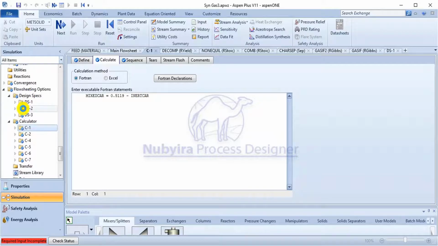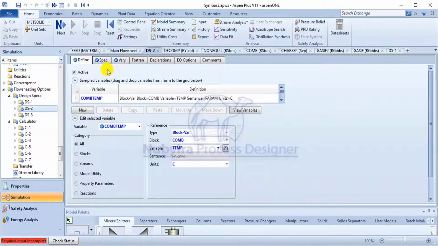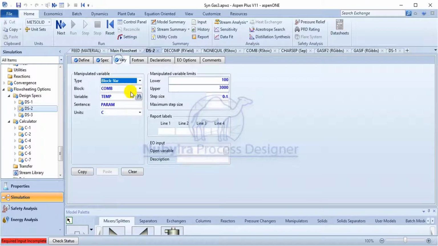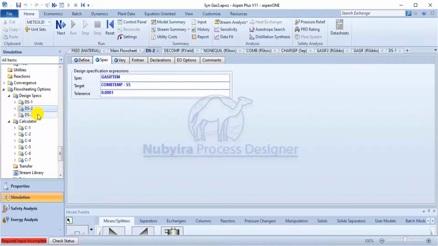In the journal, they make the combustion temperature greater than the gasification temperature, like 55 degrees Celsius greater. So this design spec will vary the combustion temperature so that it reaches that temperature. So it's part of the specification of the gasification process.